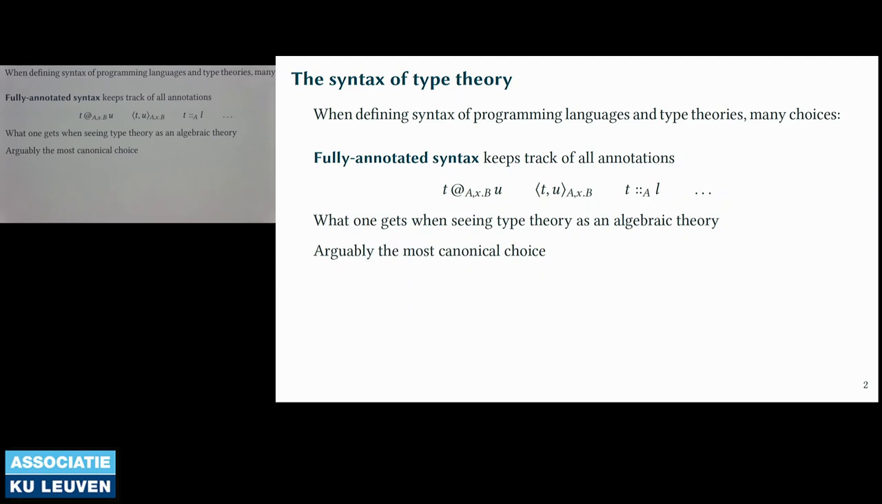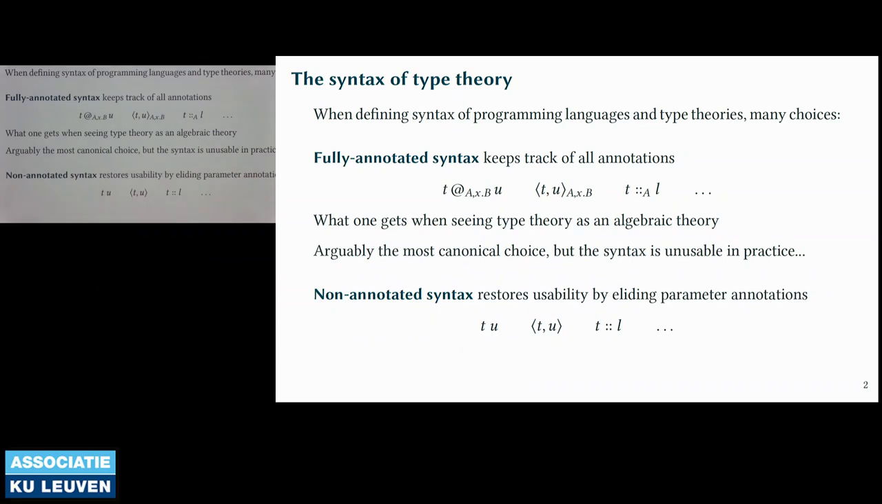So this is a very natural choice because this is the syntax that you get when you see type theory as an algebraic theory or in a logical framework. And I think that is arguably the most canonical choice because if you need to choose which annotations you're leaving out, it's better to choose to leave everything. But of course, this syntax is not very usable in practice. Not only is it slower to type check and reduce terms which are fully annotated, but of course you cannot ask users of type theory to write all of this stuff.